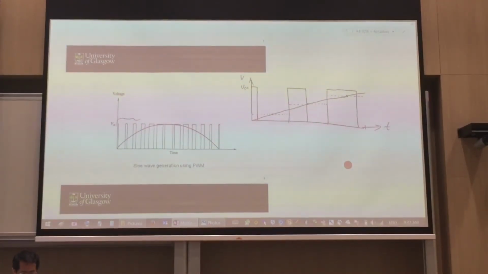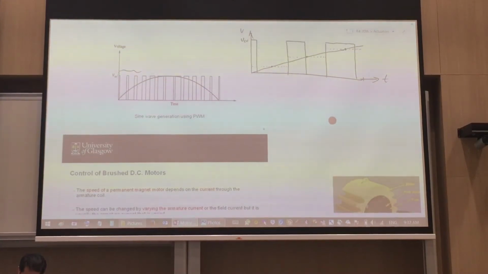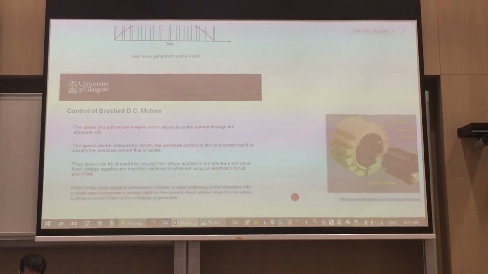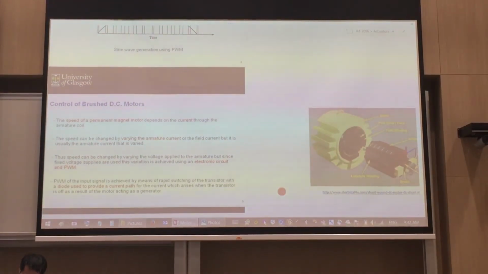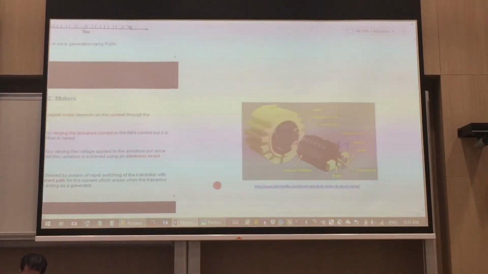Let's take a closer look at how we control the brushed DC motor using a few strategies like H3. I need to define a few things. Now this figure is not in your notes. I just want to put it over here so that you understand why we have two kinds of winding.